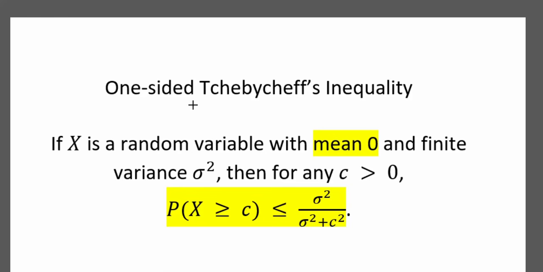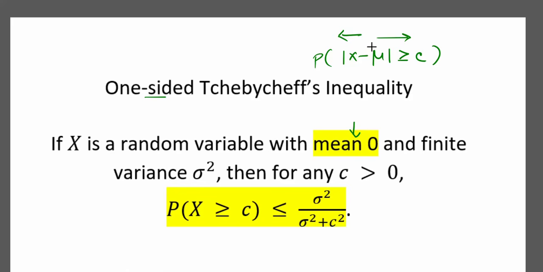The major difference between Chebyshev and one-sided Chebyshev is that when we have a Chebyshev, we have probability of modulus of x minus mu greater than or equal to c. So whenever there is a modulus, we will be able to find an upper bound as well as a lower bound. But when it comes to one-sided Chebyshev, we just have greater than or lesser than alone to be estimated. The main point to be noted in this formula is that this works only when mean is going to be 0.